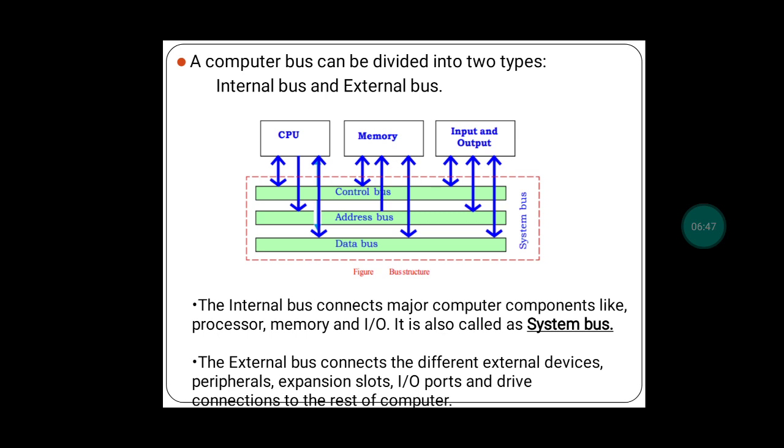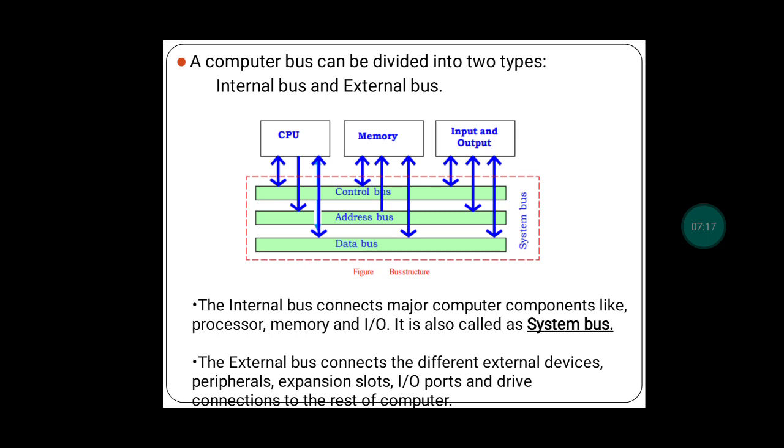Okay, now according to your syllabus, the internal bus connects major computer components like processor, memory, and input output, and it is also called the system bus. See the diagram, those three green color boxes: data bus, address bus, and control bus. These three buses together are called the system bus. This system bus or internal bus connects what? CPU, memory, and input output components.